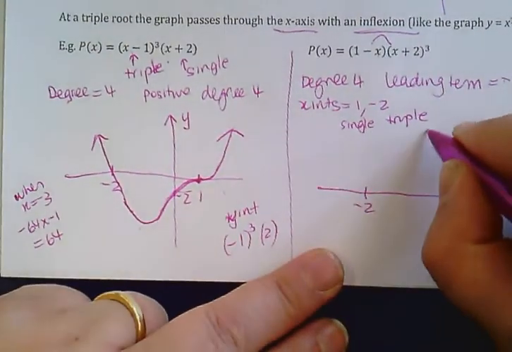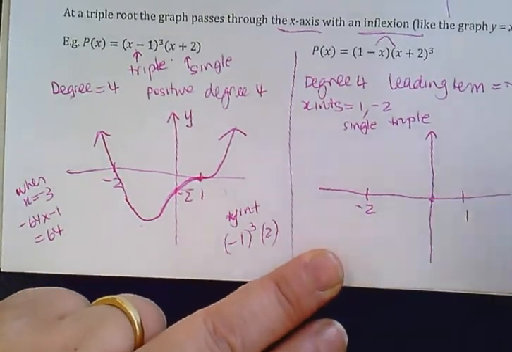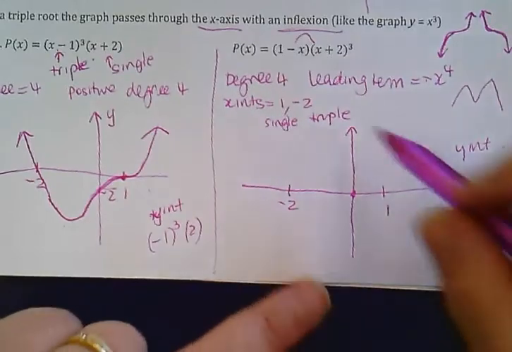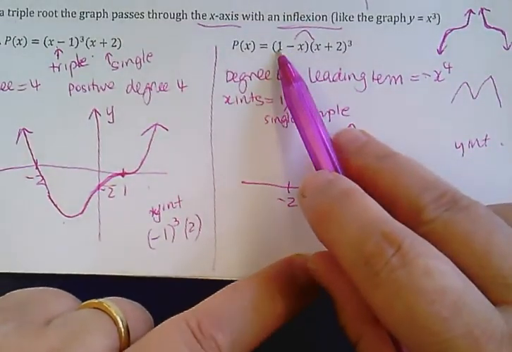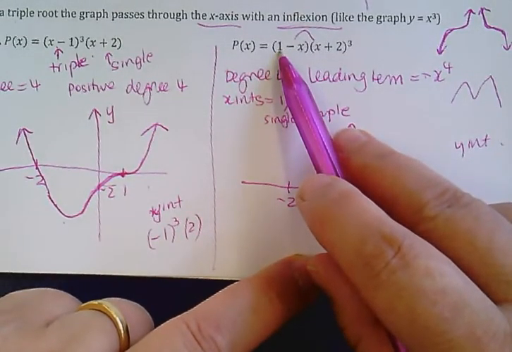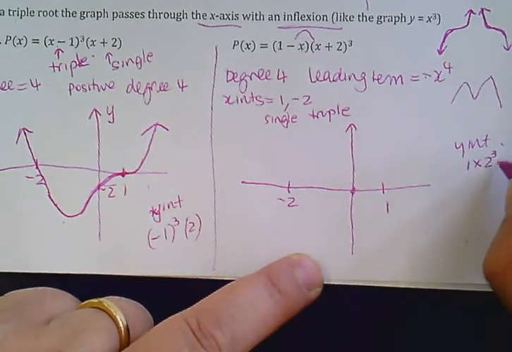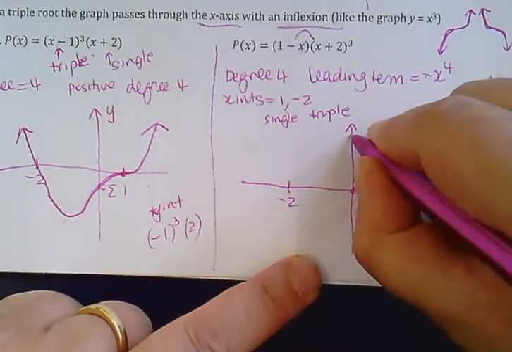Let's look at this one. You can work out the y-intercept here before you start as well if you want. What's the y-intercept here? Be careful, you're multiplying the constant terms. Or you're substituting x is 0. What do you get? 1 times 2 cubed, it's 8. So it's obviously going to come from up here. The y-intercept's going to be up here somewhere.